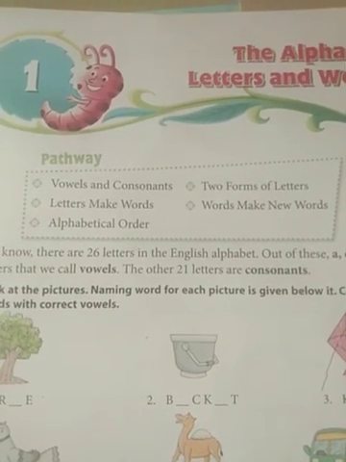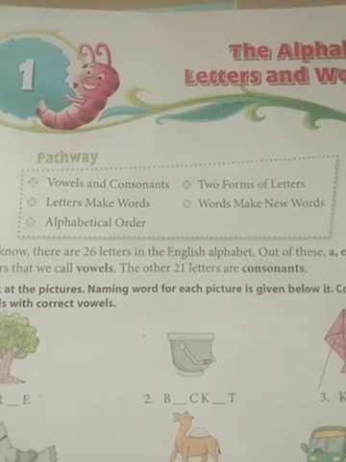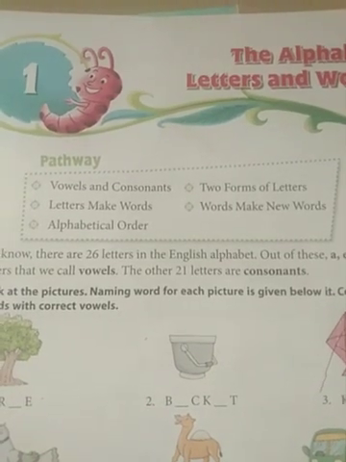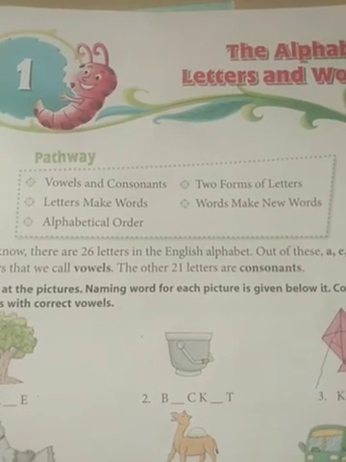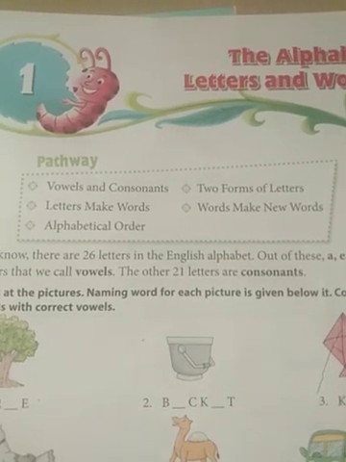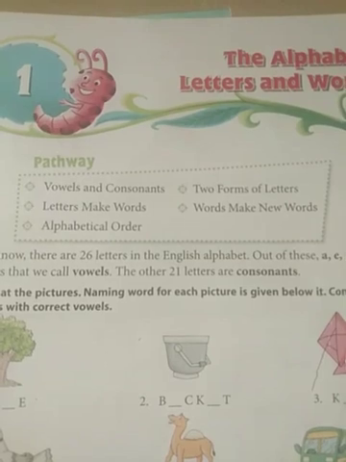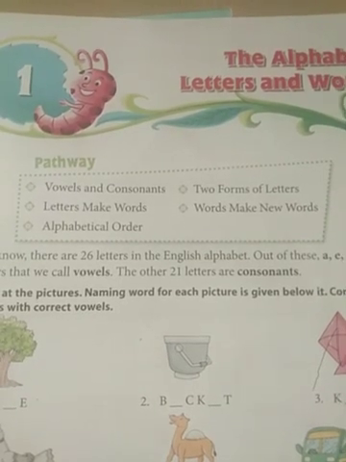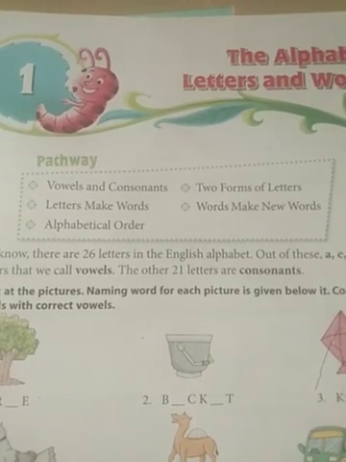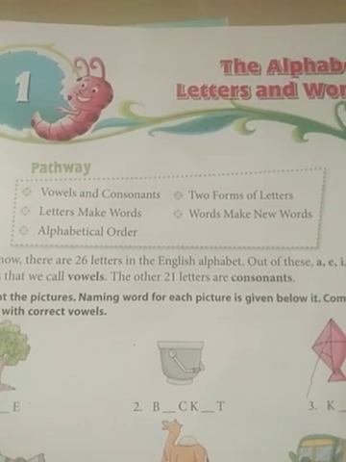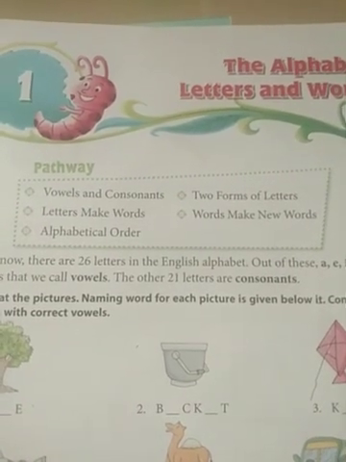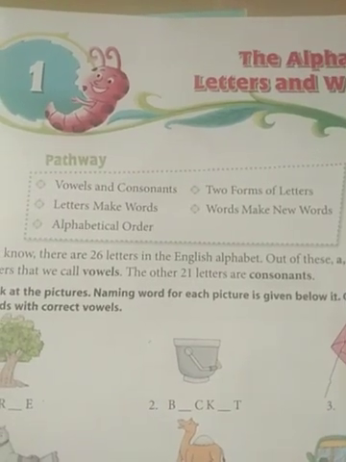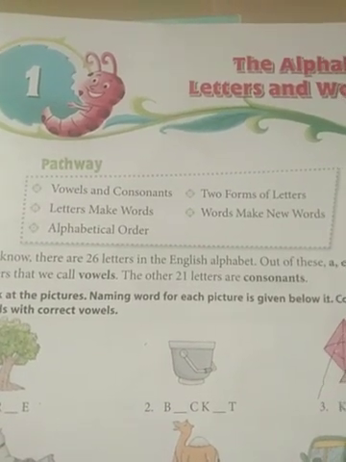Out of 26 there are A, E, I, O, U. These 5 are the vowels and the remaining 21 are the consonants. So friends, there is only one alphabet in English. There are 26 letters in English. There are 5 vowels and 21 consonants.